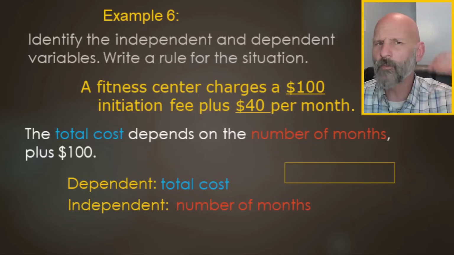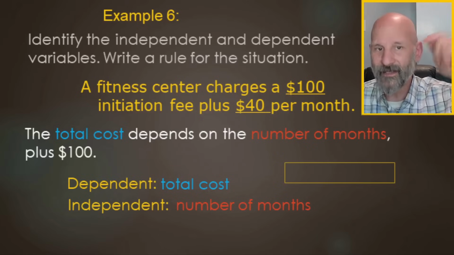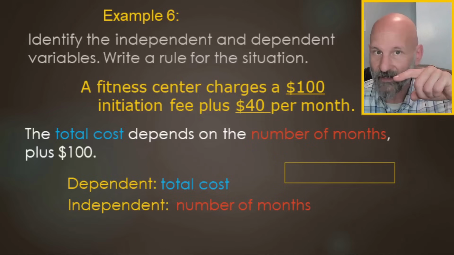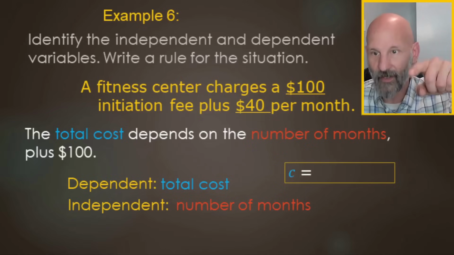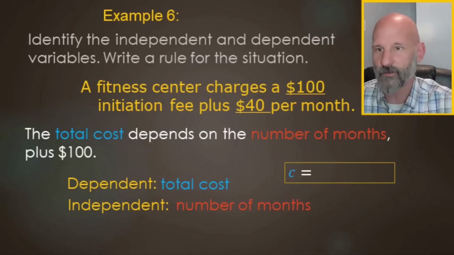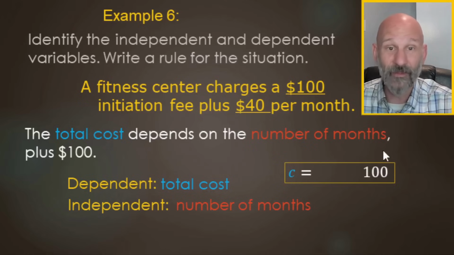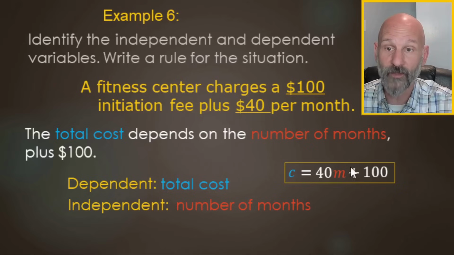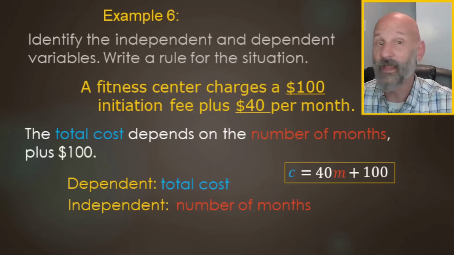Okay, so now when we write our equation, we put dependent equals. That's the way we do it. So that's why you identify independent and dependent, because it's dependent equals, the cost equals. Okay, so cost equals what? Cost equals 100 for the initiation fee, and we're going to add to that the $40 per month. So it's cost equals 40 per month plus the $100 initiation fee, and there you go.